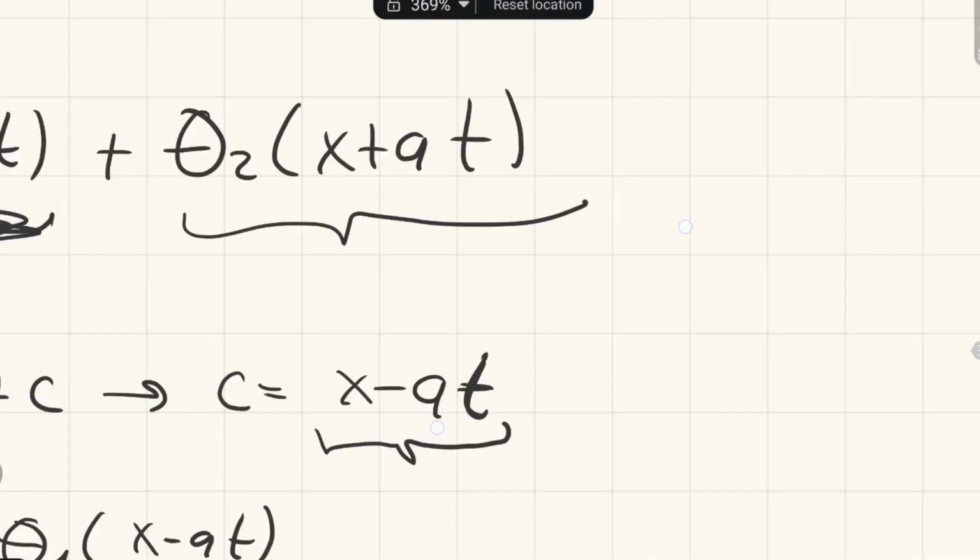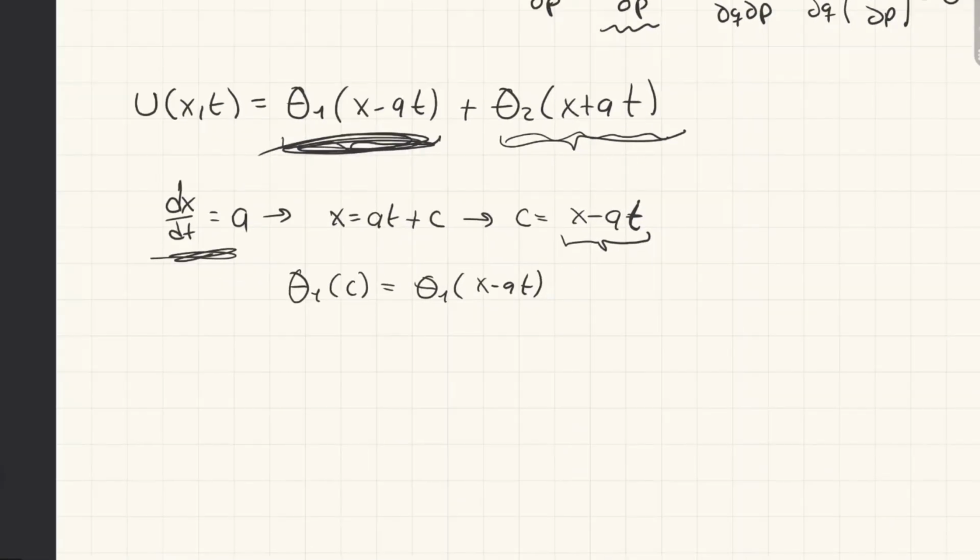A similar argument can be applied for this function. You will see that this corresponds to a wave that is moving to the left. Perfect. So with this, we are now able to construct D'Alembert's formula. That is going to be a formula that applies for a specific problem named Cauchy's problem, right? So Cauchy's problem is just a wave equation problem with some specific initial conditions.